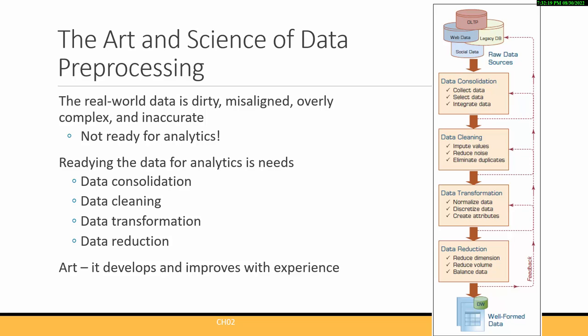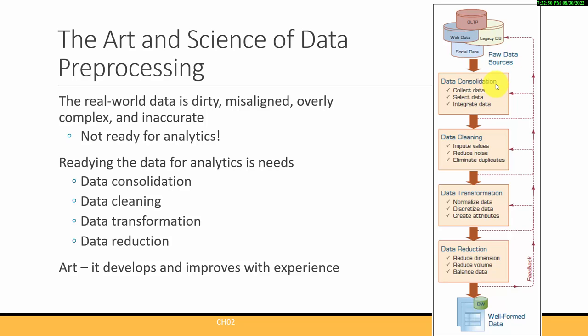Pre-processing is an art and it gets better with experience. So the more you work with data, the better you will be at pre-processing. Let's look at what data pre-processing looks like. So here's what it is. We have data coming from various sources, which contains raw data. It needs to go through a four-phase process. The first phase is data consolidation.